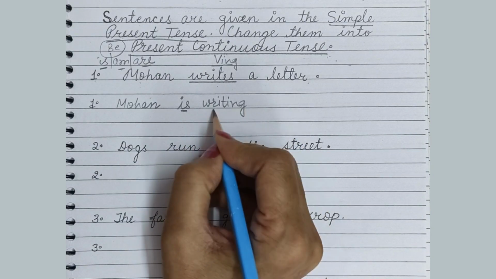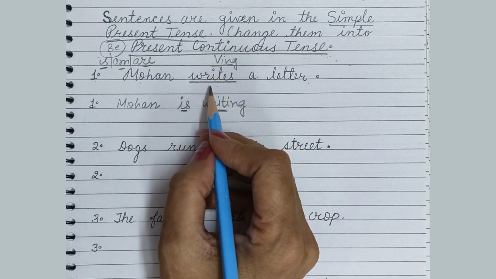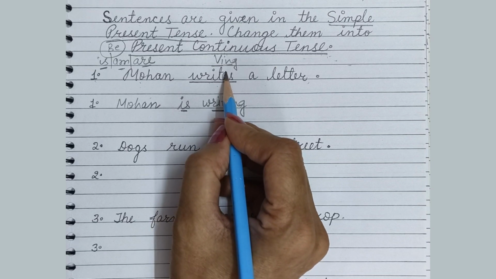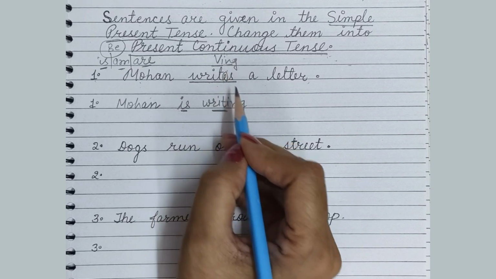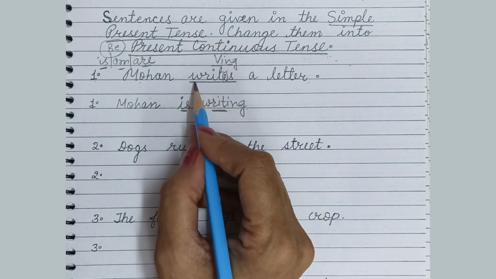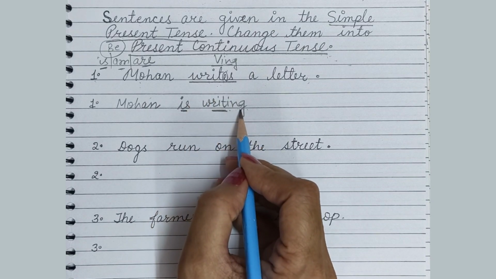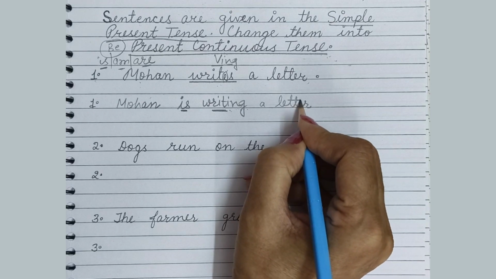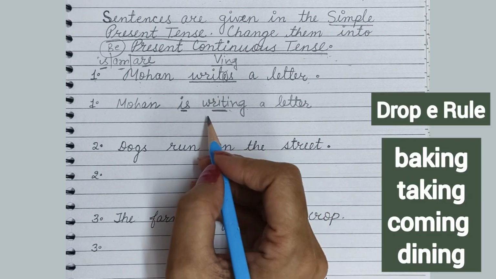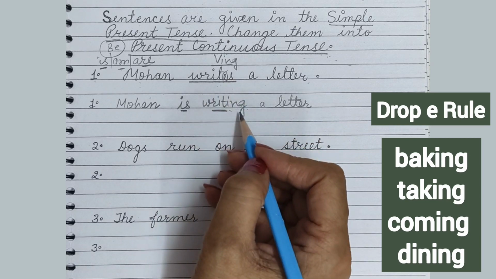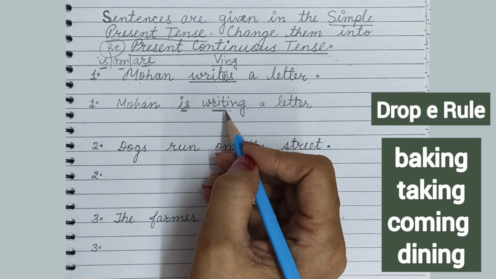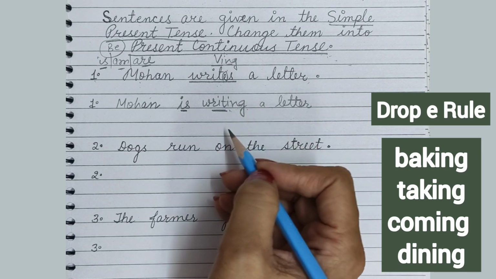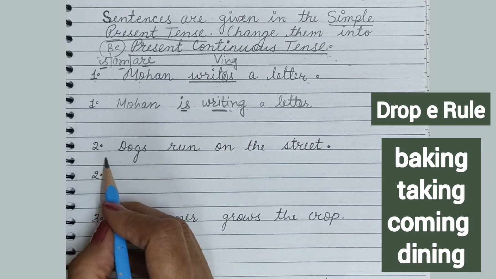Now remember students, the spelling rule when changing the first form of verb into ing: if magic E, silent E is there, then you remove this E and write ing. So writing, writing a letter. Similarly, bake, baking, take, taking, you remove the E and add ing. To know more about this rule, watch my video on spelling rule, drop E rule. I will share the link in the description box.